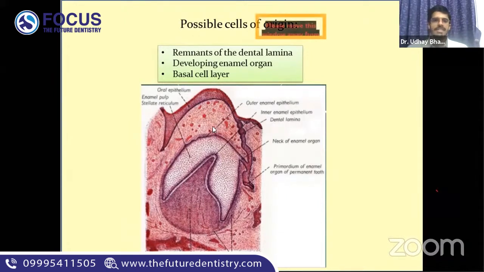right? Among these, developing enamel organ, that is why ameloblastoma is more commonly called a neoplasm that arises from a developing enamel organ, because histologically the typical feature which you would associate pathognomonic to ameloblastoma resembles an enamel organ, which we'll be seeing in our histology. So this is the most accepted theory.